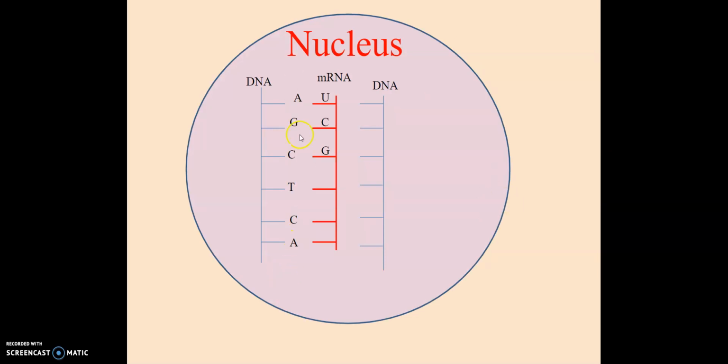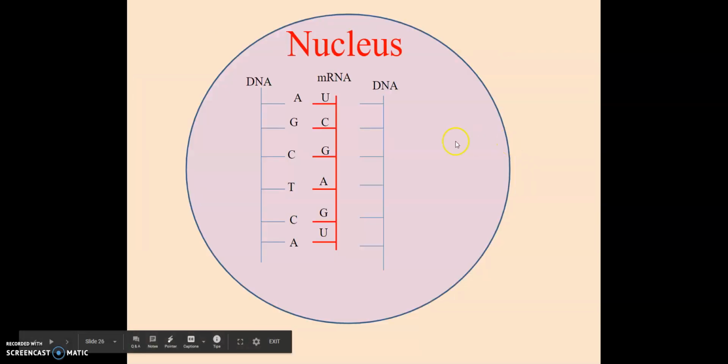So if we are in the nucleus and this is our DNA strand, we've already separated it and we're using the left side as our template, we're going to create our mRNA. So we have A, the complement for mRNA is going to be U. G, the complement is going to be C. C, the complement is going to be G. The next one, T, the complement would be A. C, the complement would be G. And then A, the complement would be U again. Now, after that mRNA is created, it's going to leave the nucleus to travel to the ribosome.